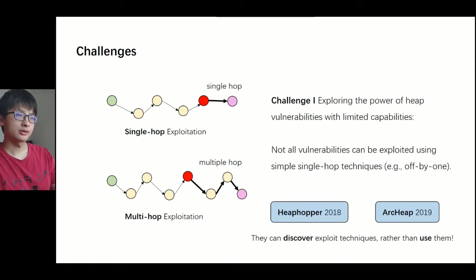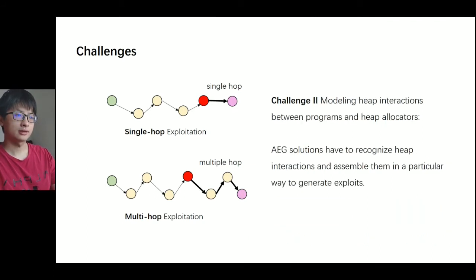Unfortunately, they cannot use them to generate exploits for vulnerabilities. The second challenge is modeling heap interactions between programs and heap allocators. The solution is that fuzzers for interpreters or kernels explore the heap state space with knowledge of language grammars or kernel syscalls. However, there is no such standard input protocol for applications, as each application parses input differently.